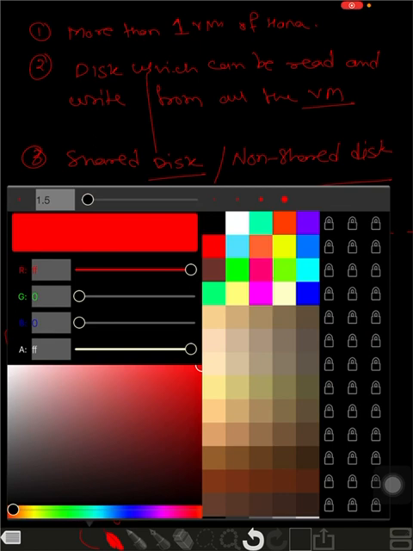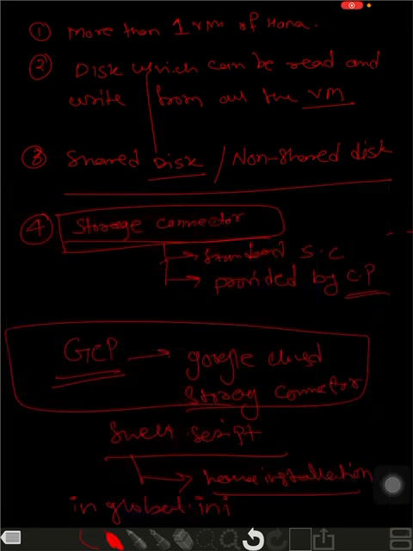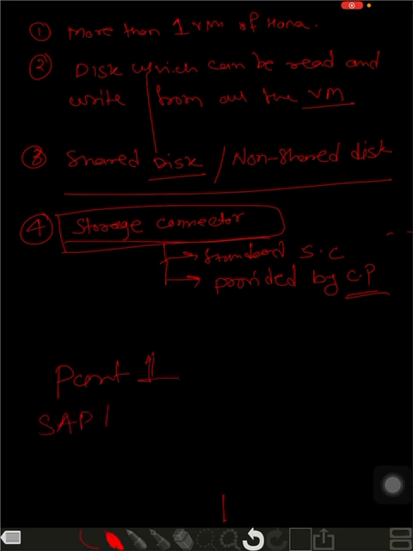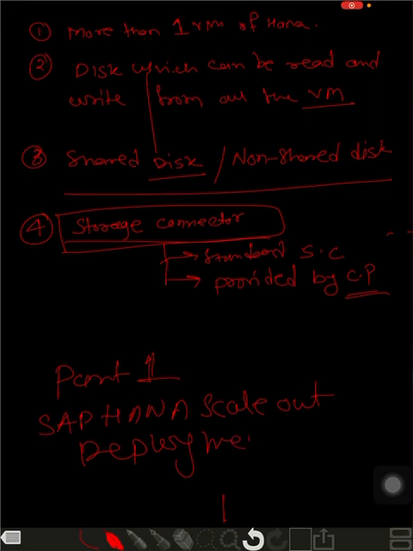So these are a few prerequisites for installing a HANA scale out scenario. There are a few more which need to be configured at the VM level or the OS level, which we will discuss in the next video. This is part 1 of SAP HANA scale out deployment. Thanks for watching.